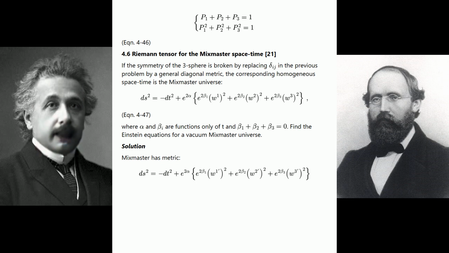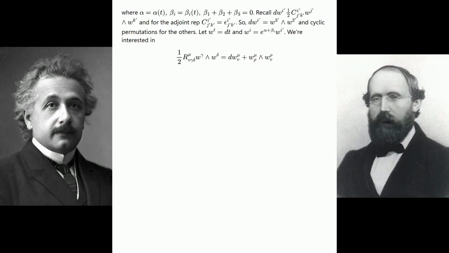Solution: Mixmaster has metric, see the next equation, where alpha equals alpha of t, beta_i equals beta_i of t, beta_1 plus beta_2 plus beta_3 equals 0. Recall dω^i' equals 1/2 c_j'k'^i' ω^j' and ω^k', and for the adjoint representation c_j'k'^i' equals epsilon_j'k'^i'. So, dω^1' equals ω^3' and ω^2', and cyclic permutations for the others. Let ω^t equals dt and ω^i equals e^(alpha plus beta_i) ω^i'.